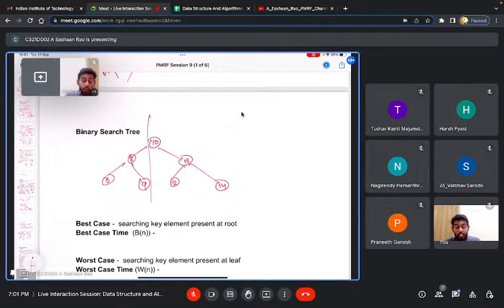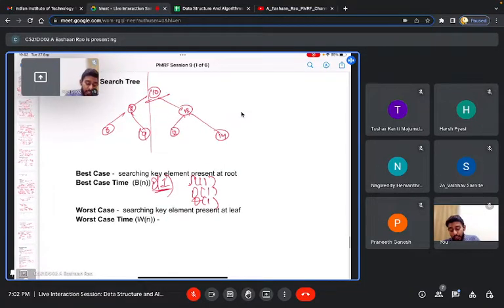So for that, the best case, if you have to find an element from the binary search tree, is that if it is at the root, it will be constant time. We can represent it as omega of 1, big O of 1, theta of 1. That is perfectly fine. This is how we define order of 1 for the best case, where the element we are searching is at the root.